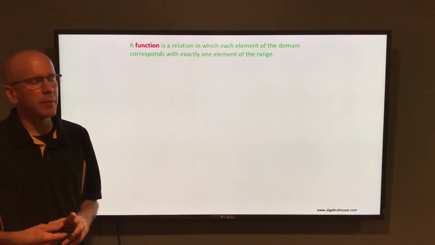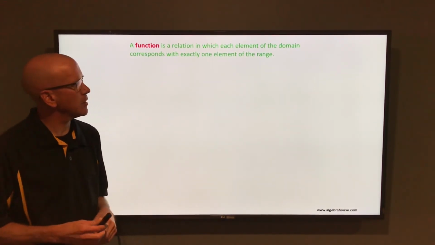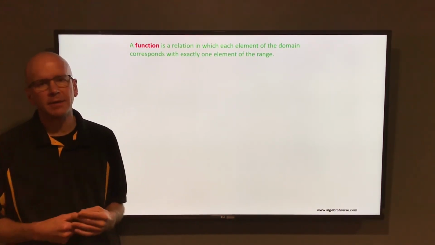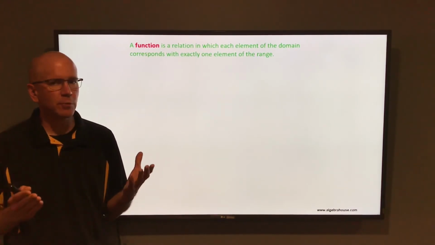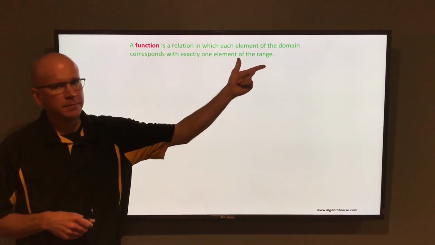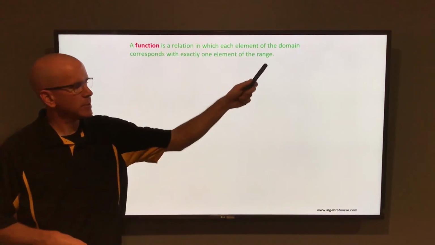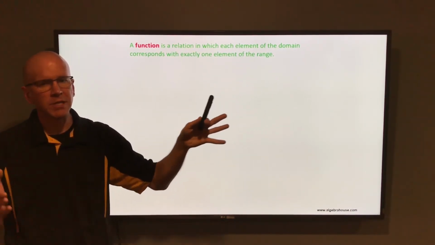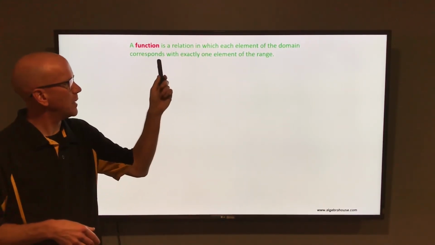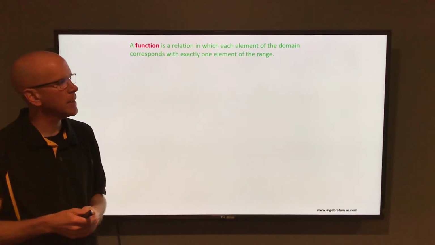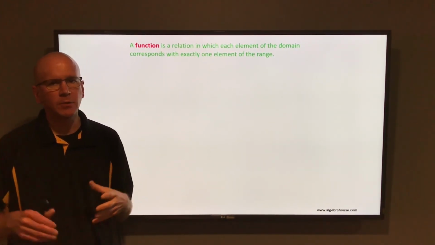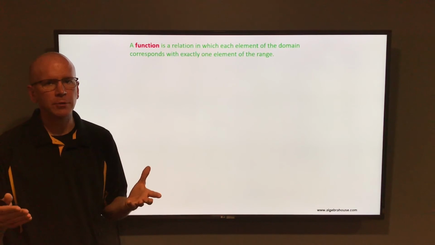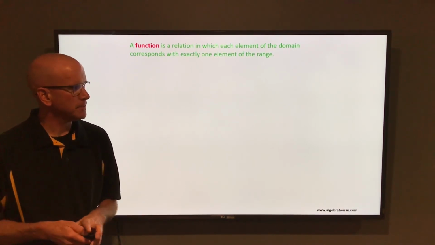Another key word you need to remember is a function. A function is a relation in which each element of the domain corresponds with exactly one element of the range. Think about what those words mean. Domain is the x values. Range is the y values. It says each element of the domain, in other words, each x value, corresponds or points to or matches up with exactly one element of the range, or one y value. So once again, each x value matches up with or points to exactly one y value.